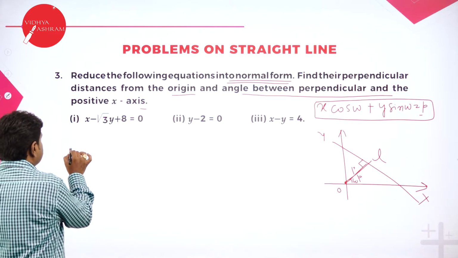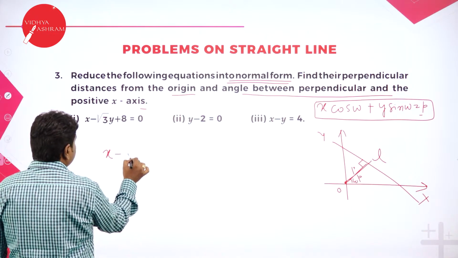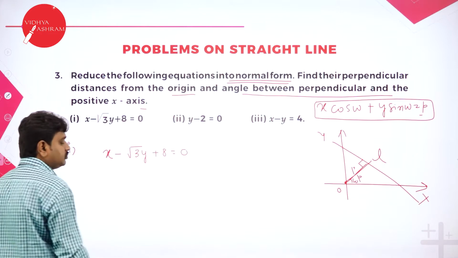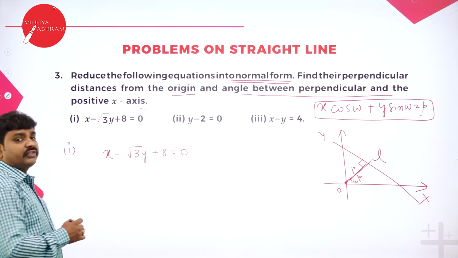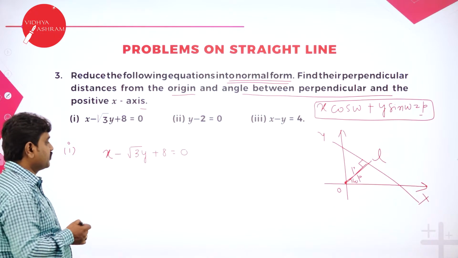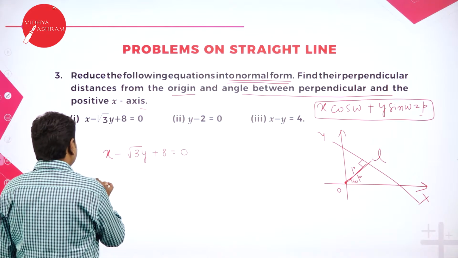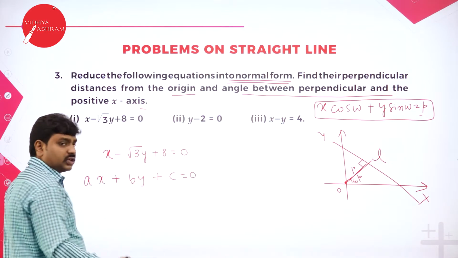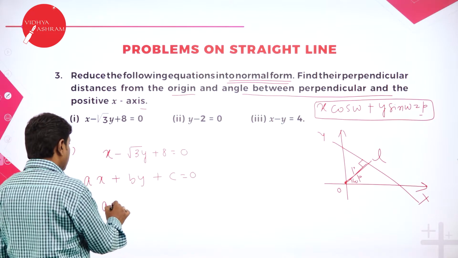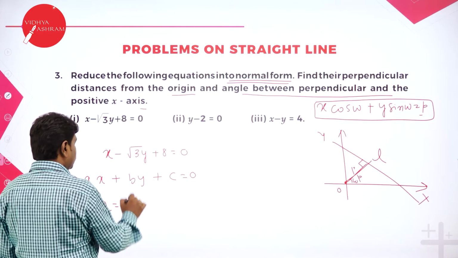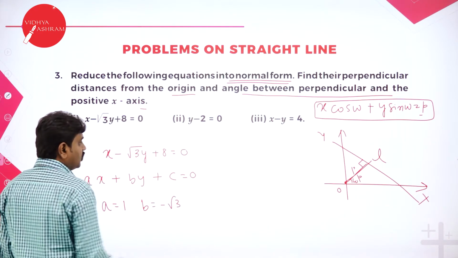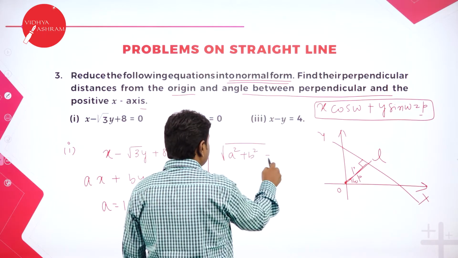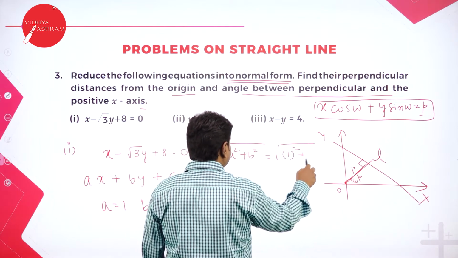So now I'll take the first problem and we'll solve. First problem, x minus root 3 y plus 8 is equal to 0. First find root of a square plus b square and divide by it on both sides. It is in the form ax plus by plus c. First your task is to find root of a squared plus b squared. In the place of a, what do you have? Coefficient of x is 1. Coefficient of y we call b. b is minus root 3. Now find root of a squared plus b squared: root of 1 squared plus (minus root 3) the whole squared.